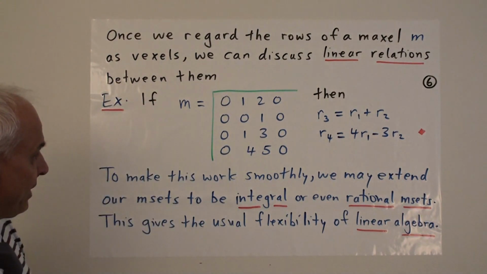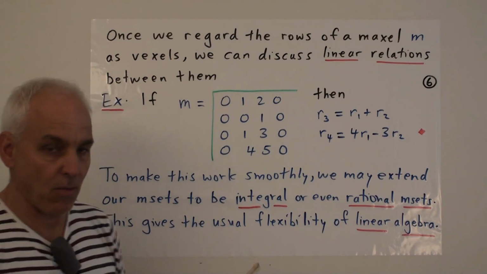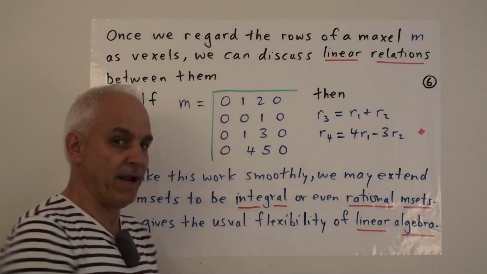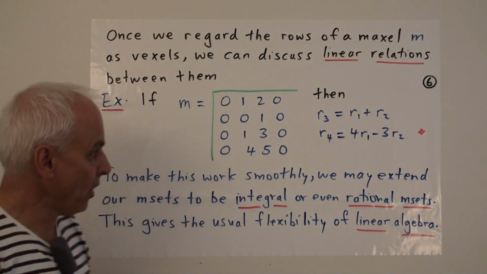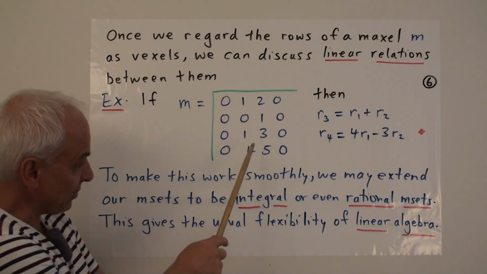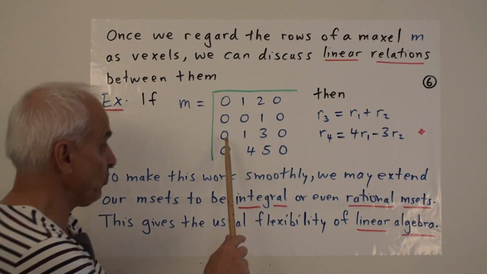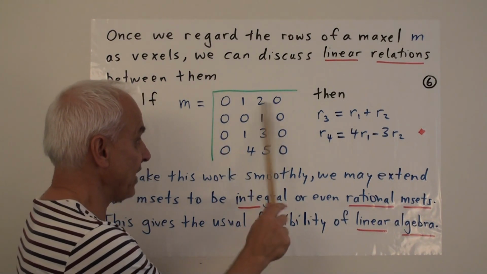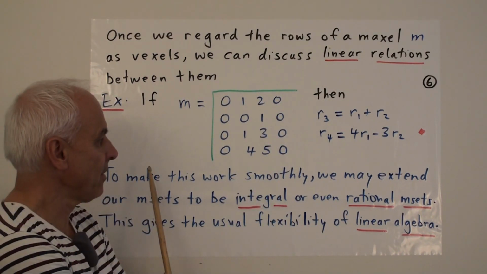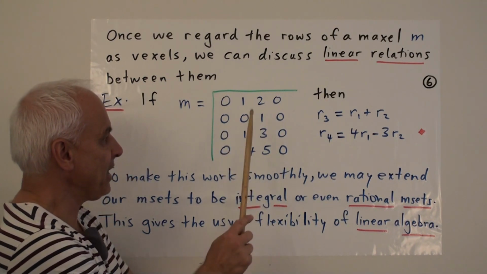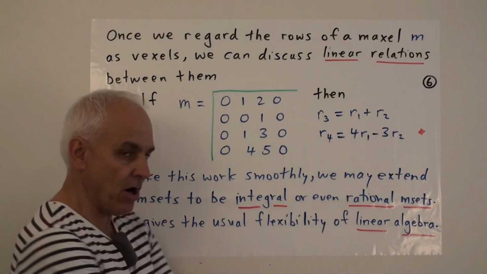So for example, here's a maxil M. Okay, and so let's refer to its rows as R1, R2, R3. So R1 refers to this row, but as a vexel. There's R2 as a vexel, there's R3 as a vexel, there's R4 as a vexel. Okay, so at the level of vexels, we can see that in this case, R3 equals R1 plus R2. There's a relationship between this vexel and this vexel and this vexel. Namely, if you add this one and this one, then you get this one. And this fourth one is 4 times this one minus 3 times this one. So it's 4R1 minus 3R2.